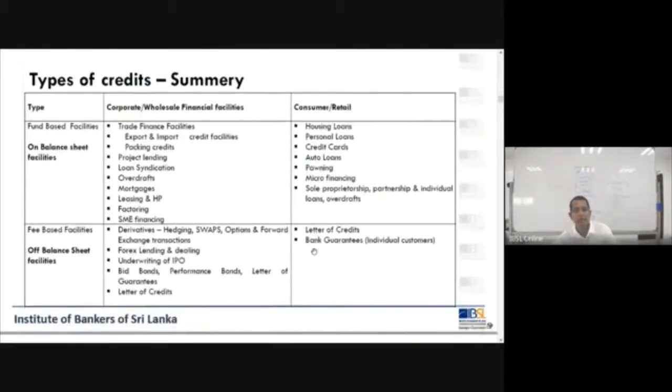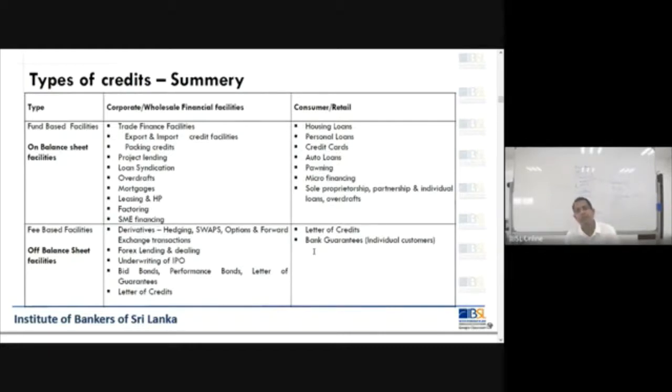This is a small summary about what type of products, direct and indirect, for the corporate world or for the retail world. Fund-based: trade finance facilities, export finance, project lending, loan syndications, overdraft, mortgages, leasing, factoring, all those things where money goes out. Fee-based: forex, derivatives, IPOs, where we give a service and we earn a fee income. That is indirect facilities.